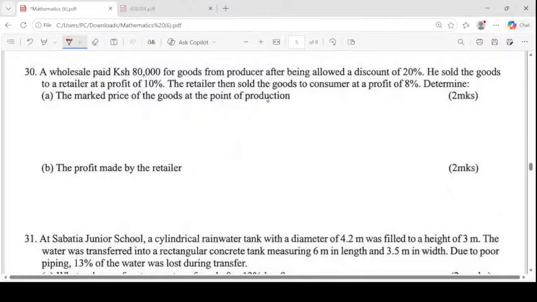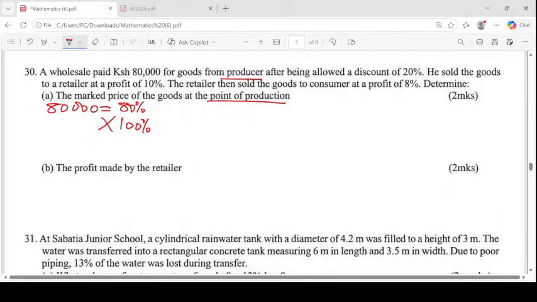At the point of production. This is very, very important. Let us see the best approach to that question. So a wholesaler paid 80,000 for goods from the producer after being allowed a 20% discount. So this means this 80,000 is equivalent to 80% of the price. What about the marked price, which should have been 100%?